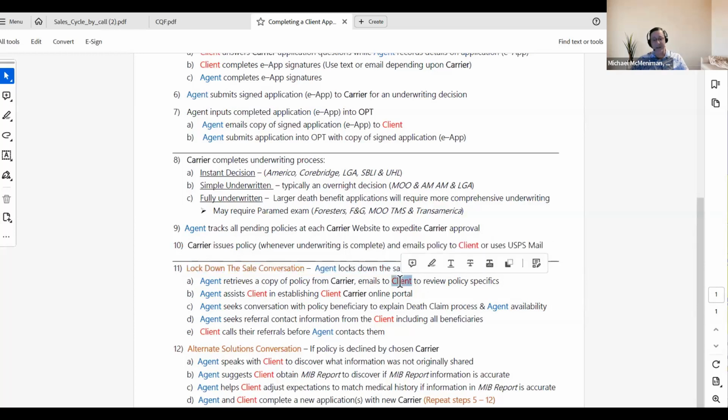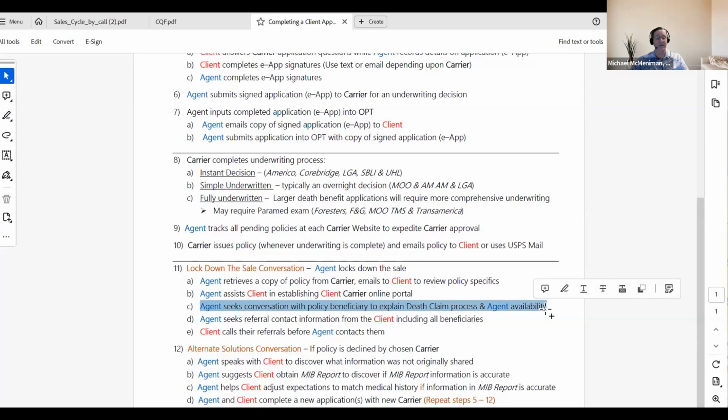Okay, you're emailing them a copy of their policy, and you're assisting them in creating their online portal access to the carrier so that if they have payment issues, they can fix this themselves. Okay, and you are having a conversation and trying to get on the phone with the policy beneficiaries. Why are you doing that?